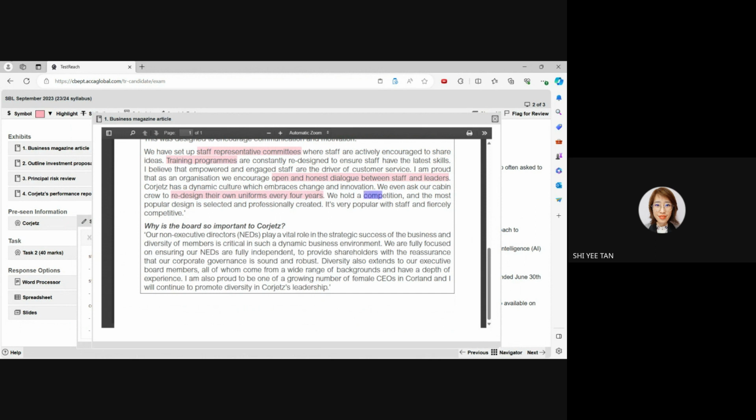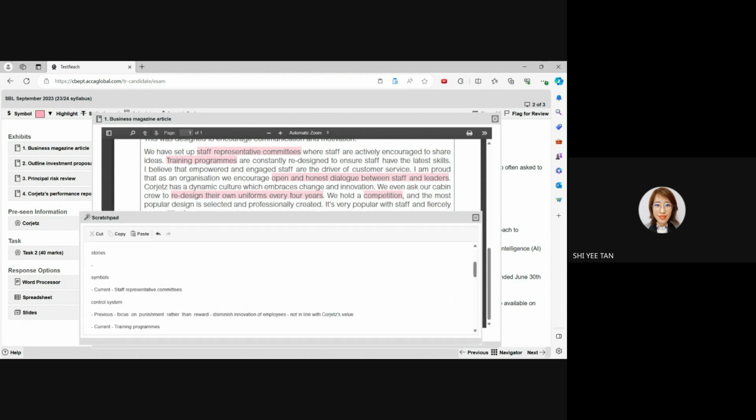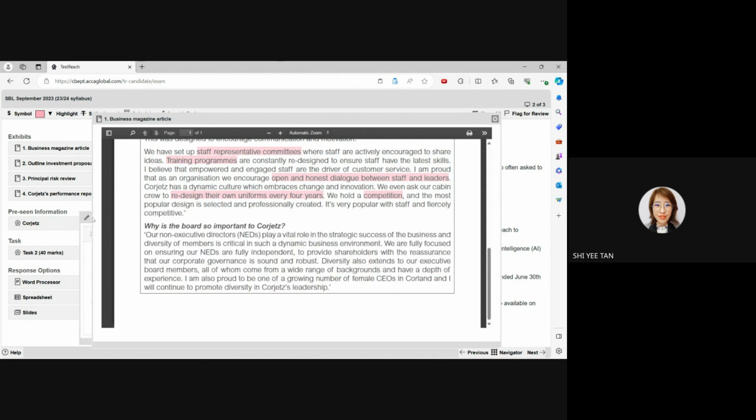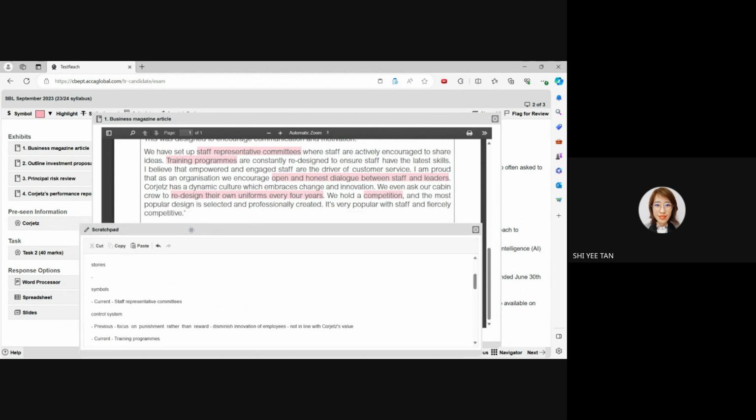Competition actually encourages motivation and motivates your employees to engage in the culture of the company. This one works. And the most popular design is selected and professionally created. It is very popular with staff and fiercely competitive. Yes, it's a very interesting thing. So when I go to work also, I feel like, wow, I have something that I look forward to. So that is how you encourage your employees to work in a better way, right?